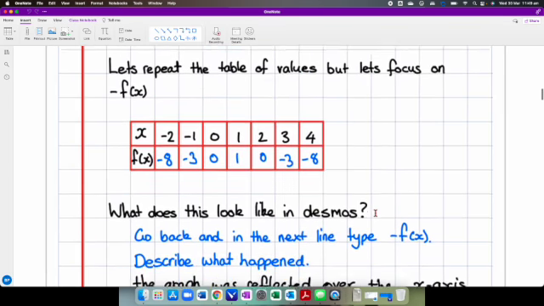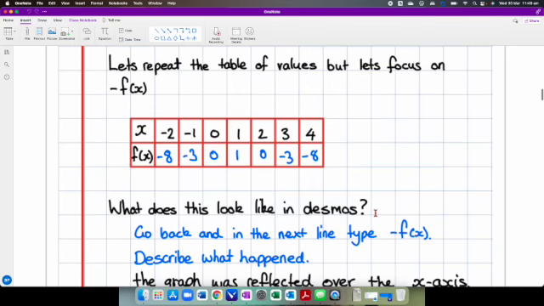Now, I'm going to repeat the table of values, but what I'm going to do now is focus on making everything negative f of x. What do you interpret from negative f of x? Whatever answer you get for f of x, multiply it by negative 1. Do you agree? Because this row here was f of x. But then if I want a negative f of x, notice how everything I just multiplied by negative 1.